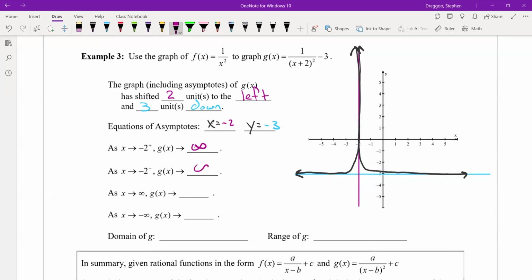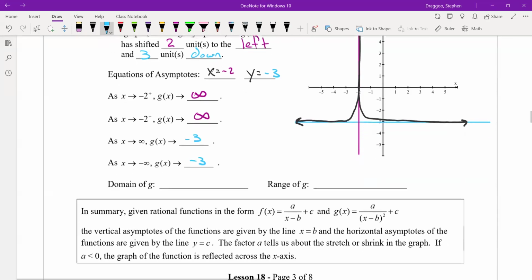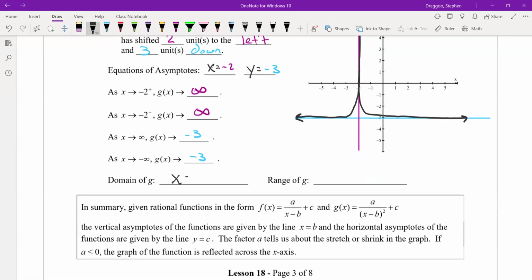As x approaches the vertical asymptote, the function will shoot up to positive infinity, while when x becomes a very large number, whether positive or negative, our y value is going to approach -3, that horizontal asymptote. Our domain should be every number except for -2, and our range will be all of the y values greater than -3. This time I'm writing them in inequality notation instead of interval notation, just for a change of pace.